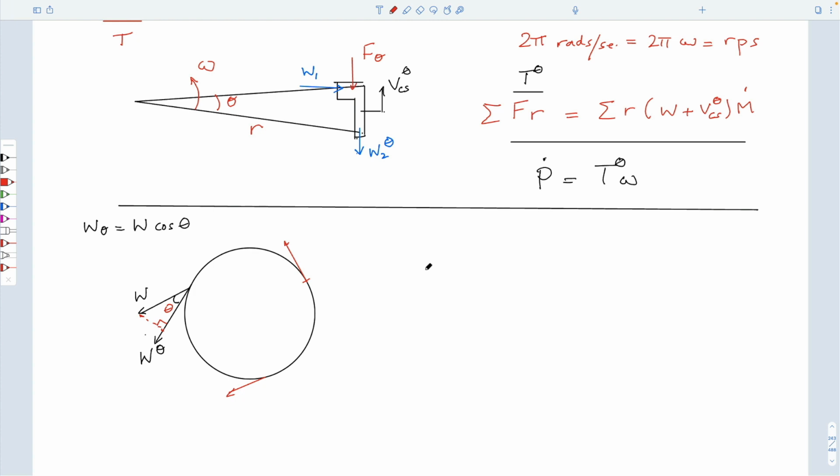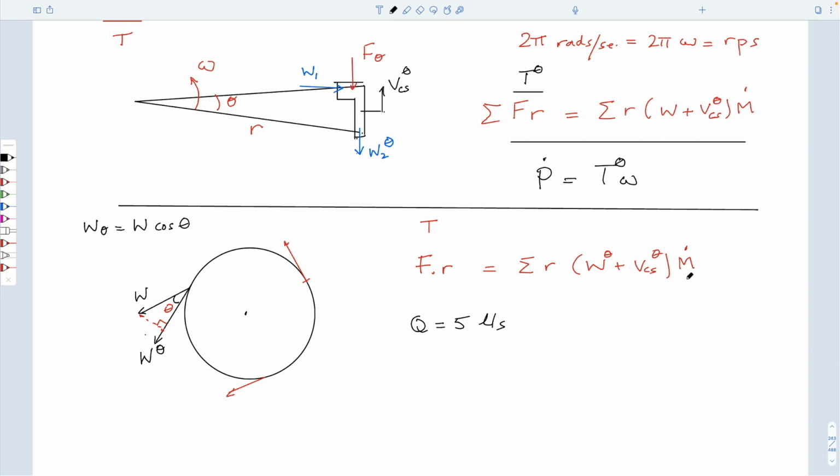And what we're going to want to do is calculate the force times the radius is equal to the sum of the radius multiplied by the velocity theta plus V CS theta times mass flow rate. Again, this is equal to the torque. And so what do we know? We know that the flow rate Q is 5 liters a second.